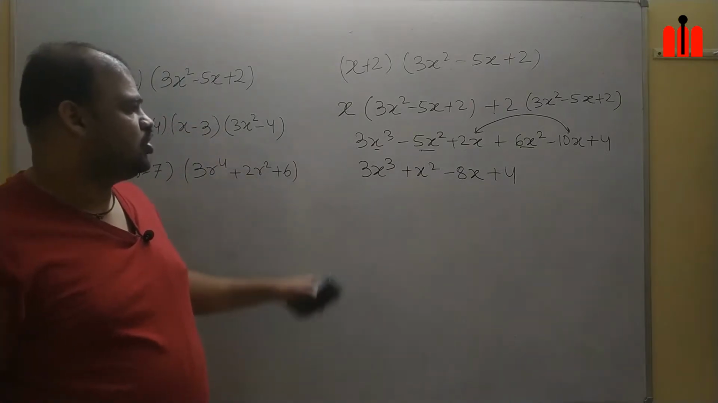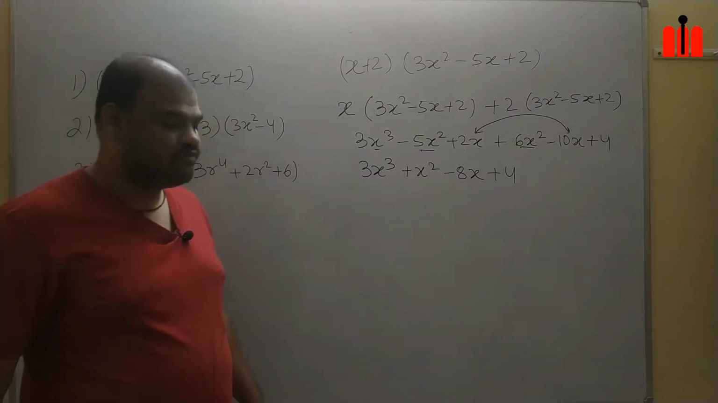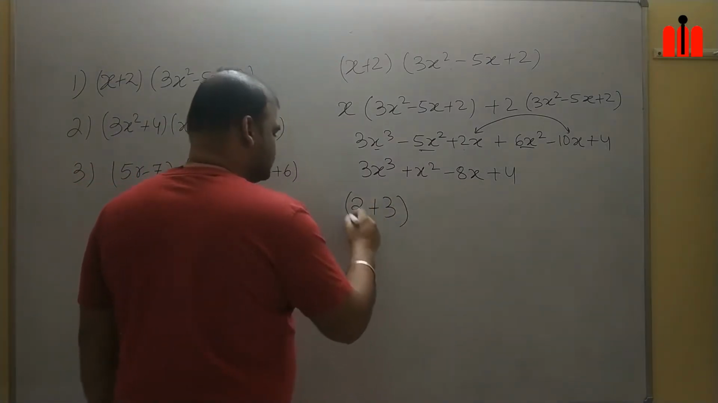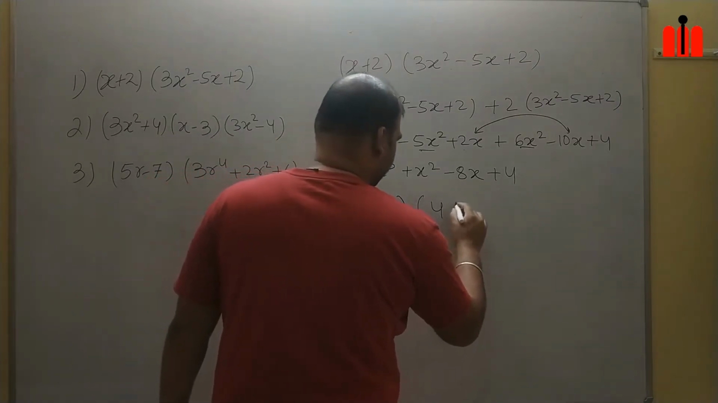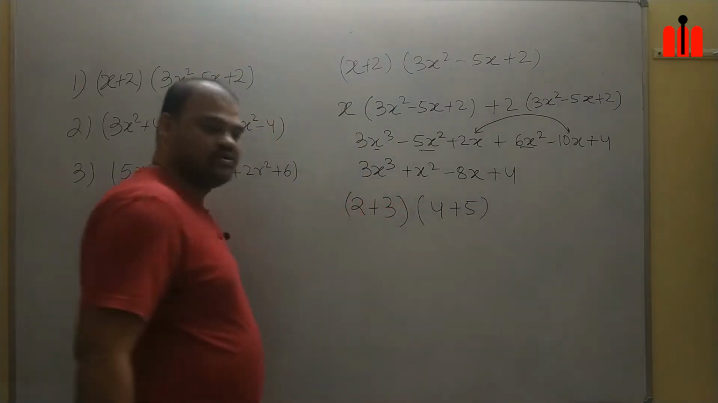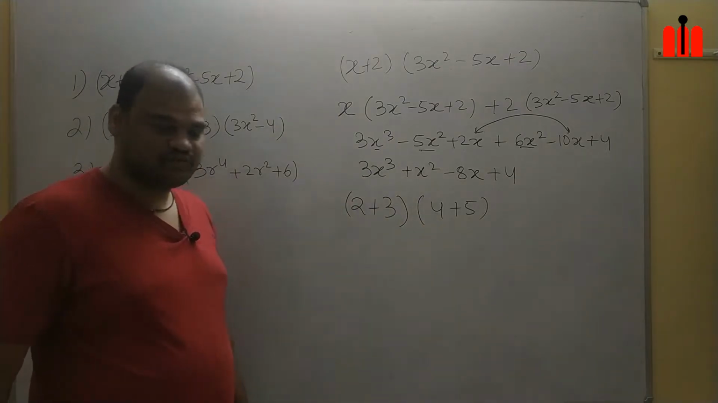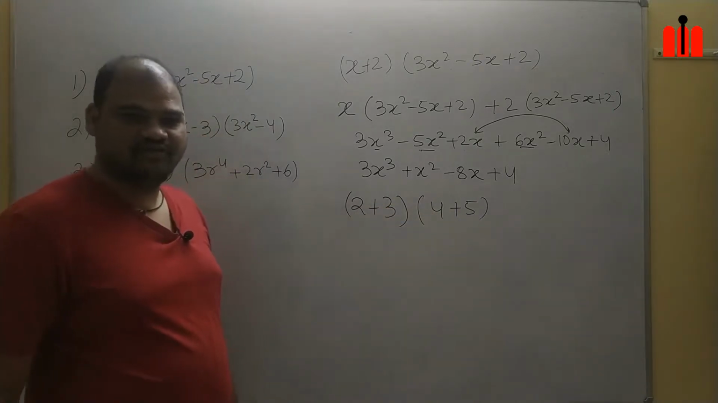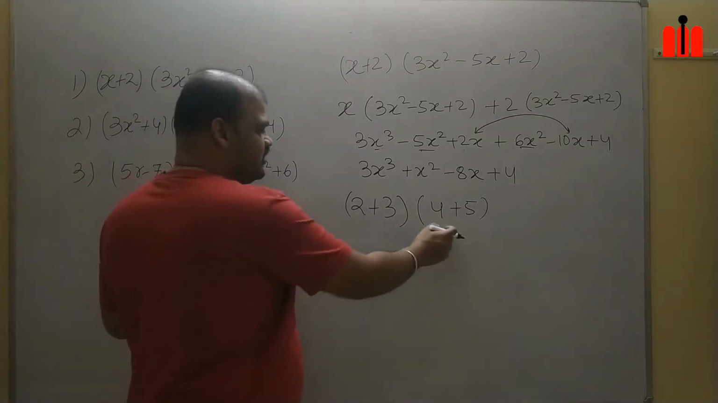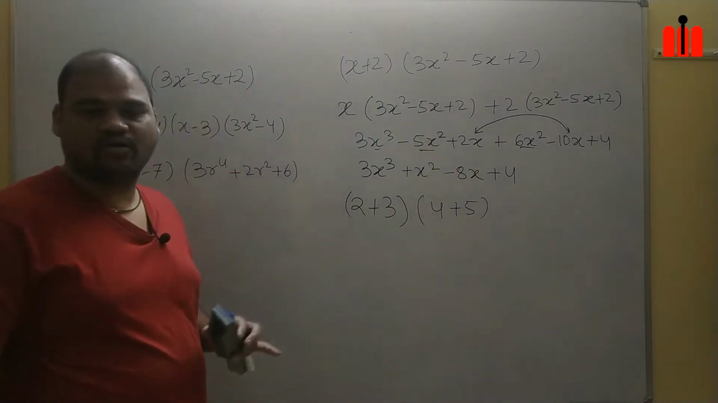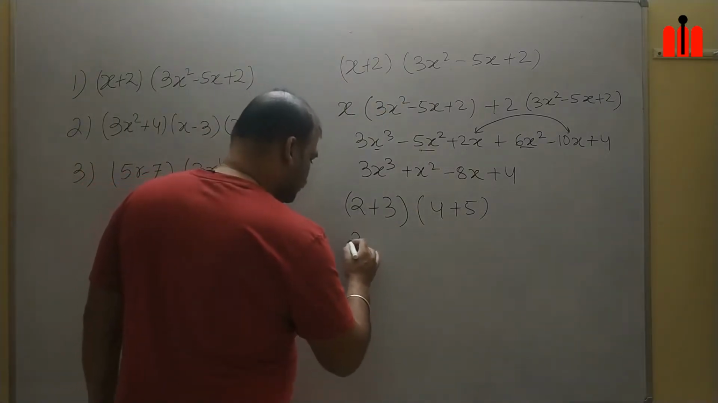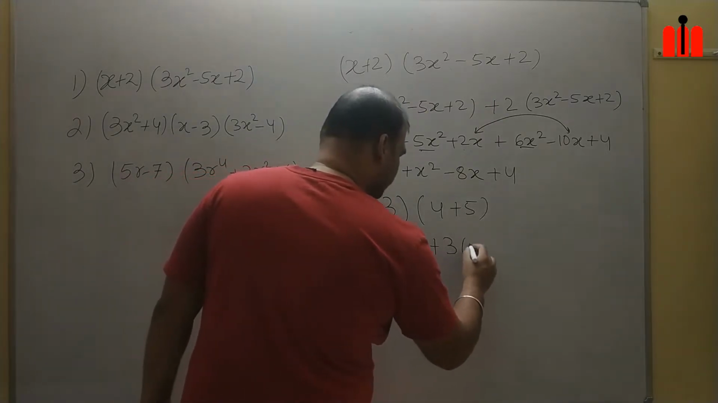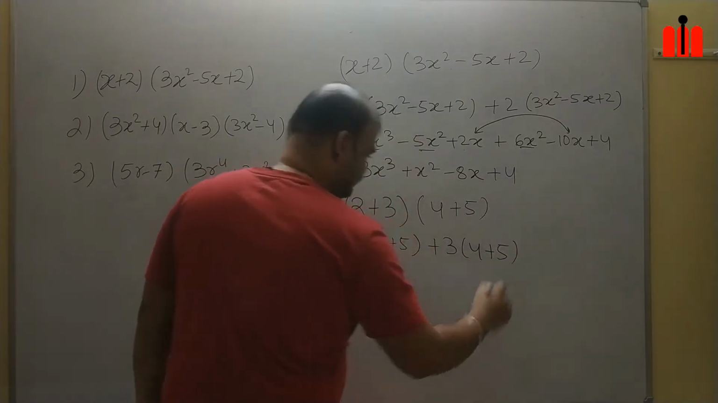Before doing this with polynomials, I will take one example that will be easy for you. Just take two numbers, 2 plus 3, and 4 plus 5. How do you multiply these two? Directly you can do 5 into 9, which is 45. But how to do it with this bracket concept? For that, 2 into 4 plus 5, plus 3 into 4 plus 5.